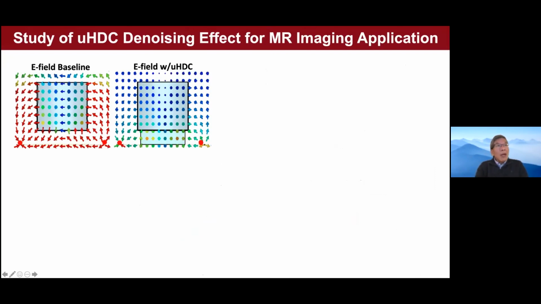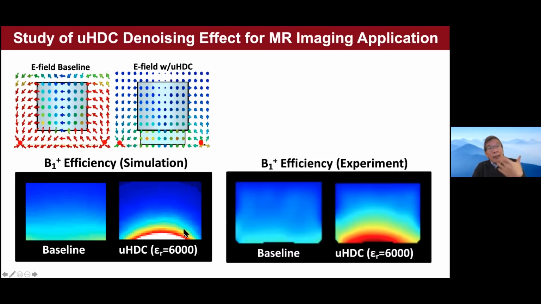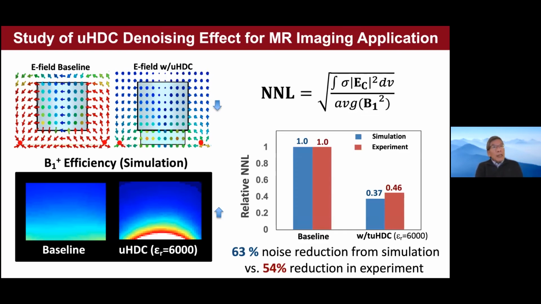So we could do some simulation to calculate the E field at the control condition and with this blocker. We saw the E field reduced very significantly. Meanwhile, we can simulate the B1 plus field, and obviously we saw a much higher B1 plus field when you use this UHDC technology, which is consistent with the experiment measurement we did at 10.5 T. So now we have the reduced E field and increased B1 plus field. When we use this technology and put in this equation, we can predict the noise reduction for this technology of almost 63%, which is consistent with the experiment result, which showed 54%.